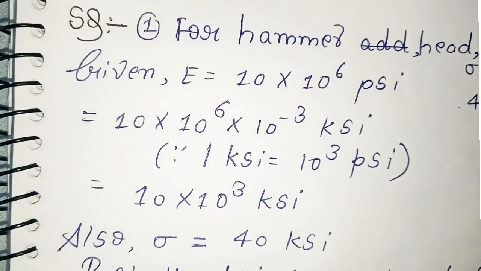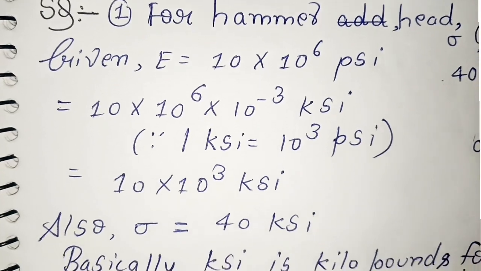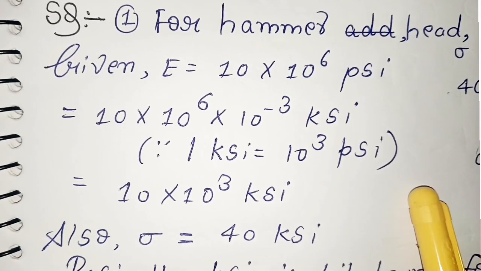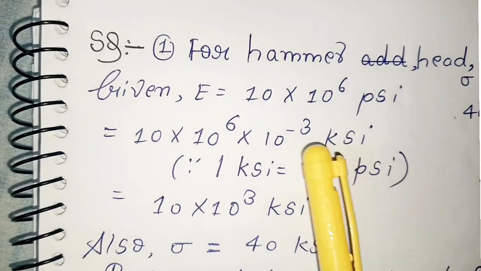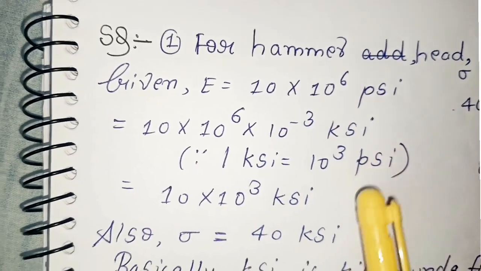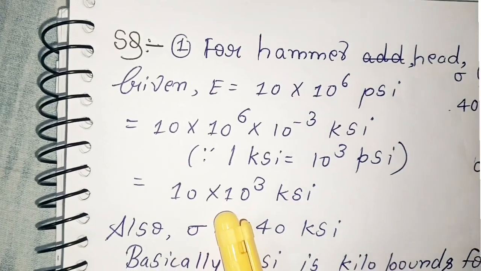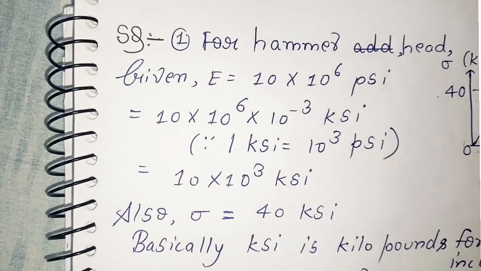Okay, so like we say now 1 kilonewton is equal to 1000 newton. So similarly 1 KSI is basically equal to 1000 PSI. So 1 PSI will be 10 raised to power minus 3 KSI. So we have multiplied by 10 raised to power minus 3 to convert PSI into KSI. So यहाँ से हमें E की वैल्यू मिल जाएगी 10 into 10 raised to power 3 KSI, यानी 10 raised to 4 KSI. इतना क्लियर है?